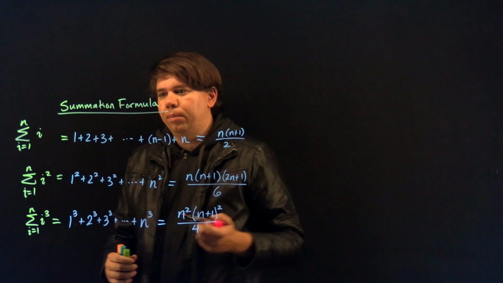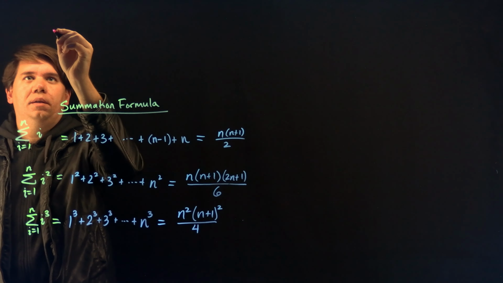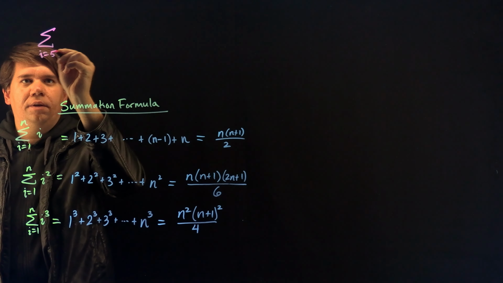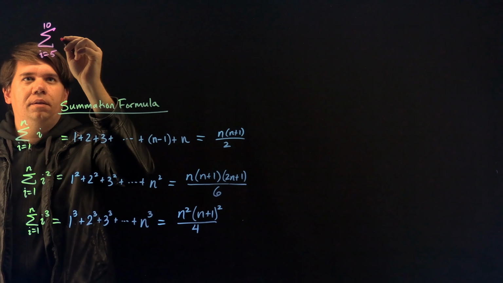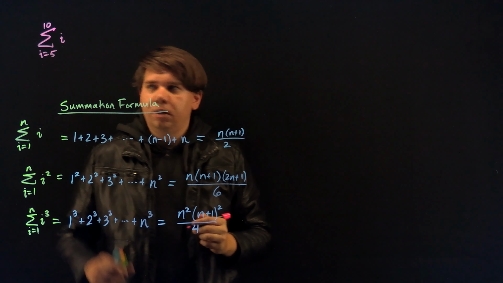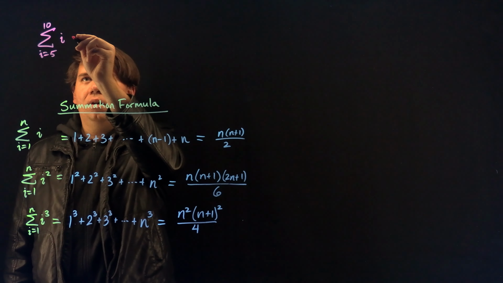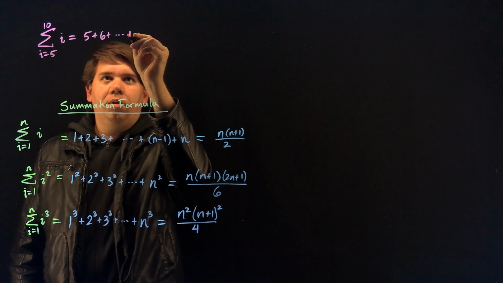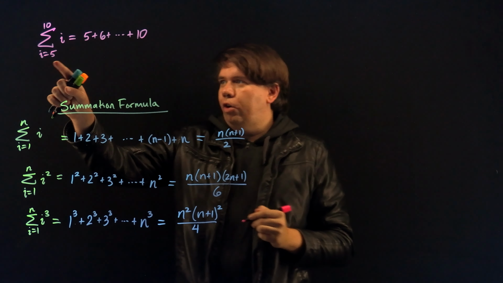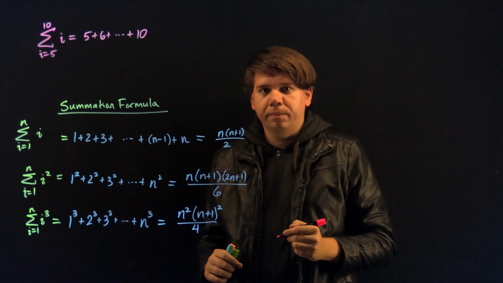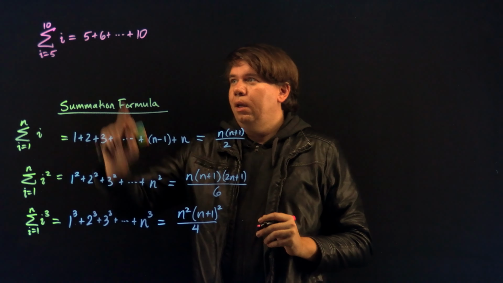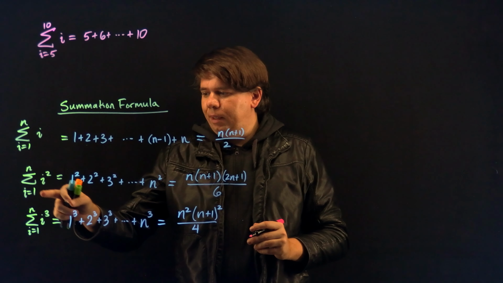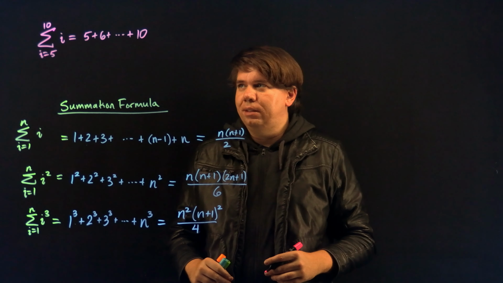So let's consider, for example, you're asked to find the sum from i equals 5 to 10 of i. So what does this mean? Recall this just means you're summing up 5 plus 6 all the way up to 10, starting at 5, going to 10. Well, your first concern should be, here I have a sum that does not begin at 1, and in my formula, I always begin at 1. But we have a way of fixing that.